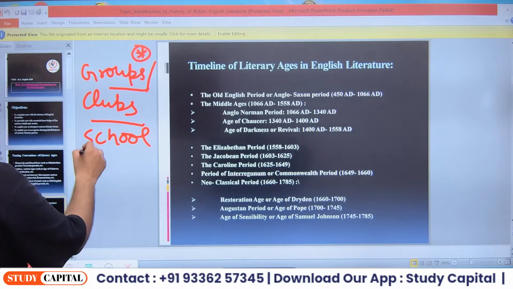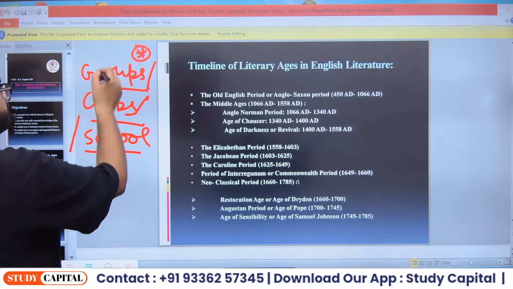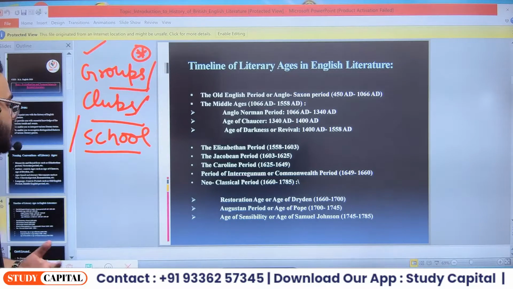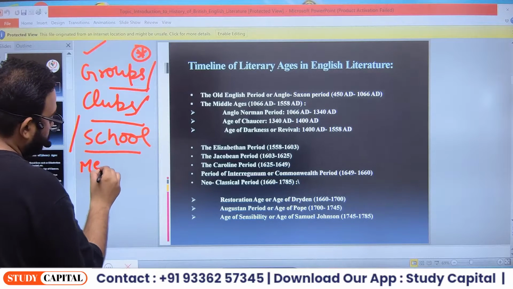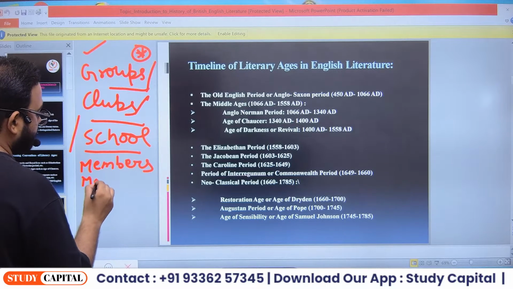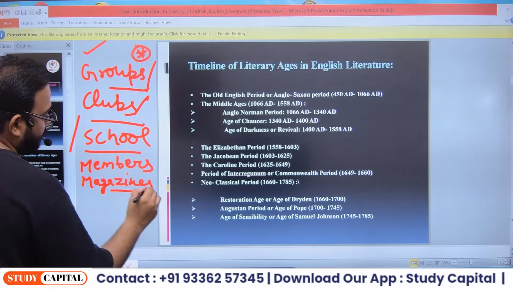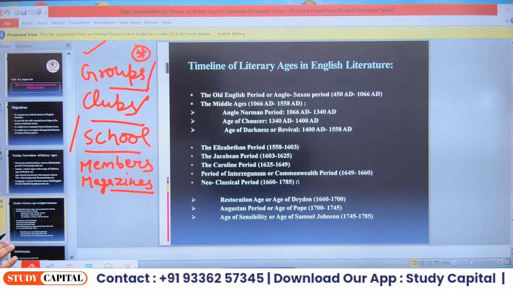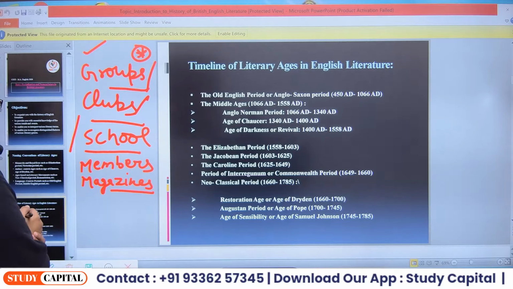So in every age you find these schools. There will be one or two schools or clubs or groups available in every age from the beginning to the last. You'll have to see the names of the members in every group, and whether there is any magazine associated with it or not, right? Why I'm saying magazines: The Germ related to the Pre-Raphaelites, The Yellow Book related to the Decadence, they asked about these in the JNU examination back in 2020, right? So that means they're important. You have to see that.